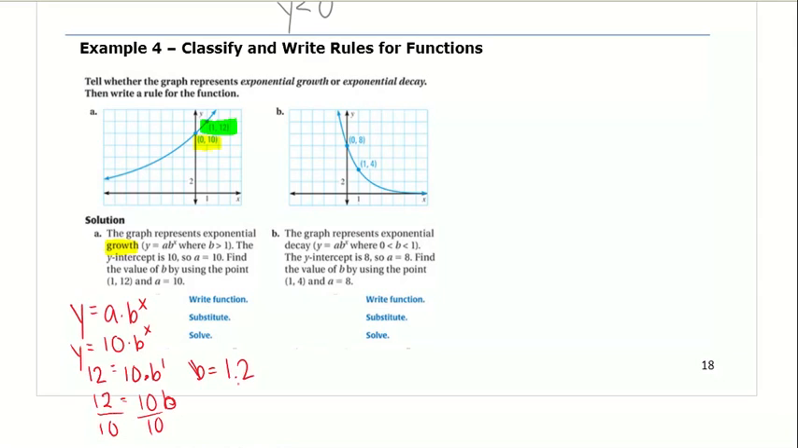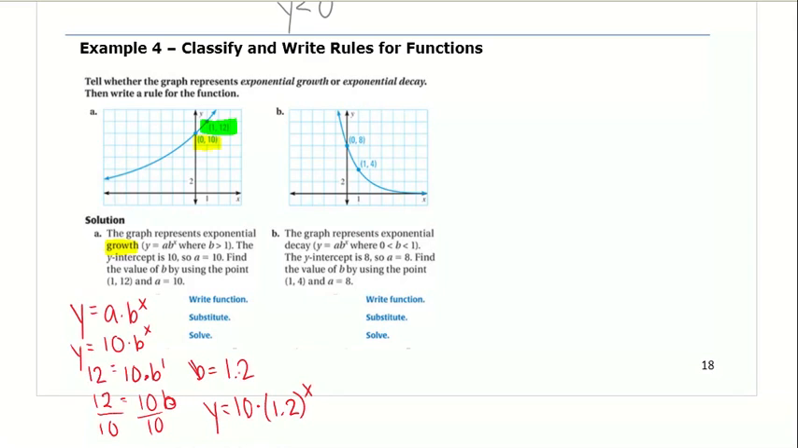Now if we plug the information in, we'd have y equals, once again we said the starting value was 10, times the base we just figured out, raised to the power of x. So once again, you can quickly tell that starting value, the a, but then you're going to use the other point you're given, plug it in for your x and your y, solve for that base, and you can figure out what that b equals.